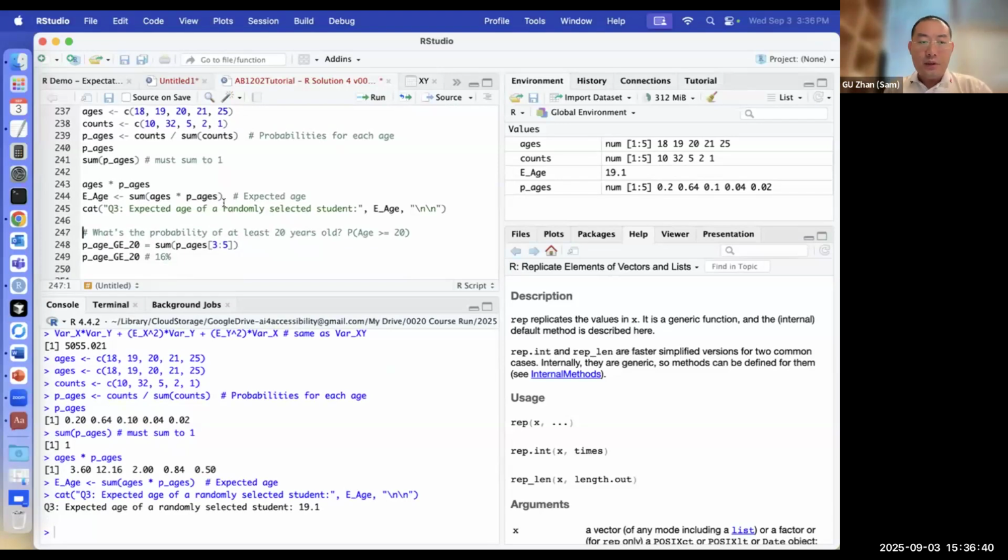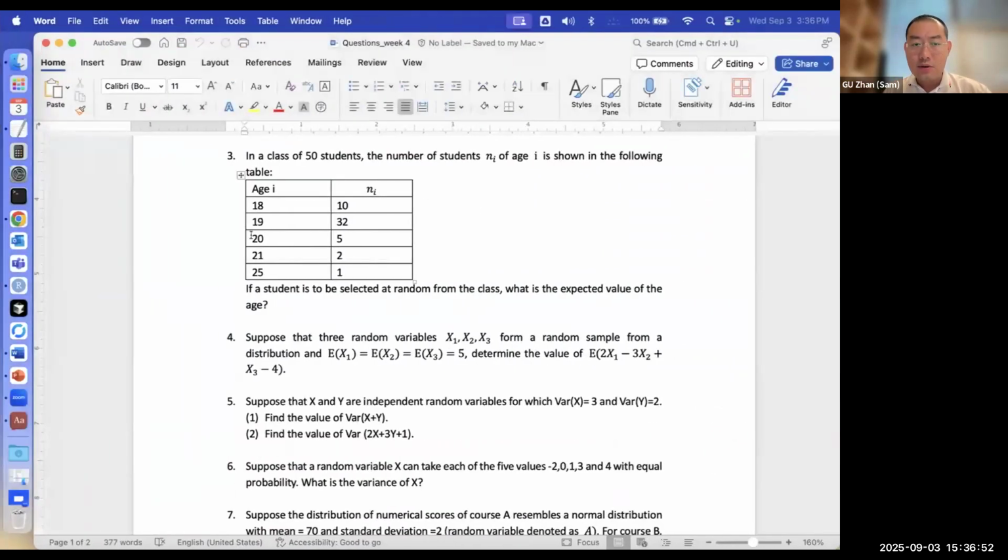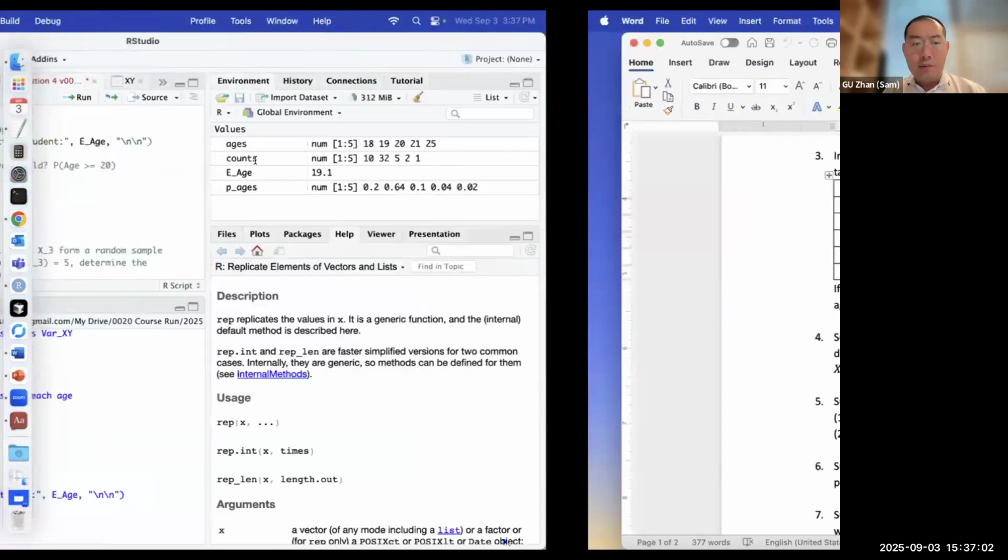Okay. So what's the probability of at least 20 years old? P greater than 20 years old. What is the probability? At least 20 years old. So at least 20 years old is these, right? The last three, excluding the first two, right? At least 20 years old. Basically the last three probability, right?